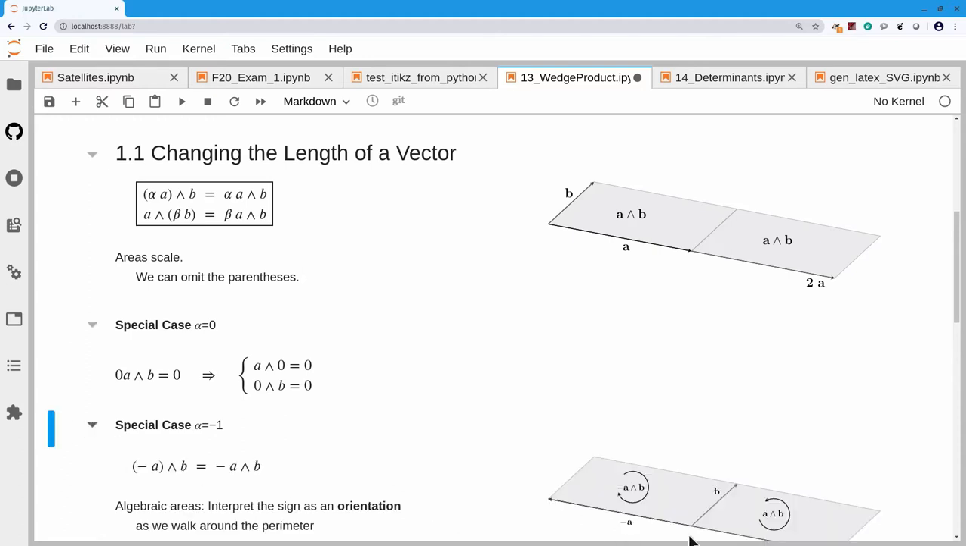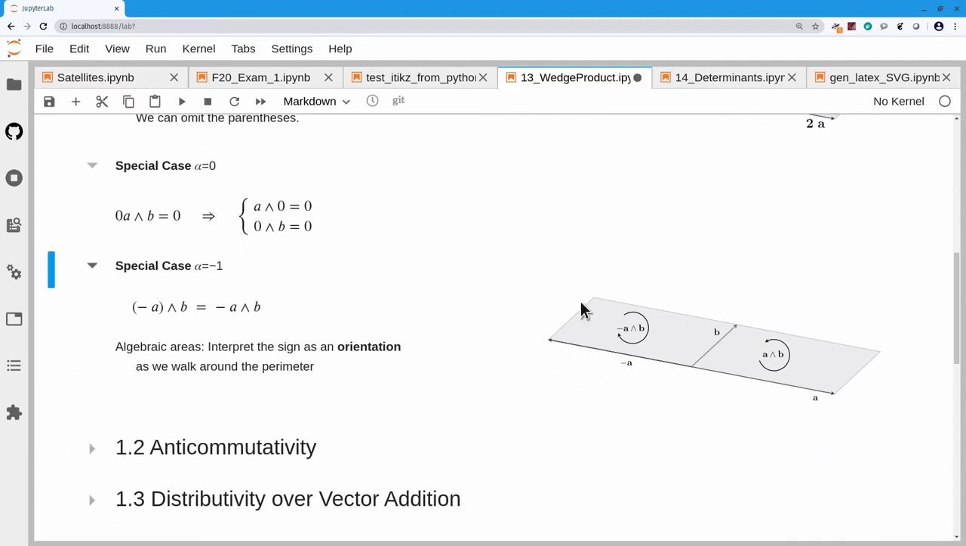How about minus 1? Well, if I change alpha to minus 1, I get that minus A wedge B is equal to minus 1 times the area A wedge B. Let's look at the figure. If I look at A wedge B, that's the area on the right. If I look at minus A wedge B, that's the area on the left. But those two areas should be the same, and I find a minus sign. So there is a minus sign that can be associated with an area. We are talking about an algebraic area, not a geometric area. To get the geometric area, we'll have to take absolute values.